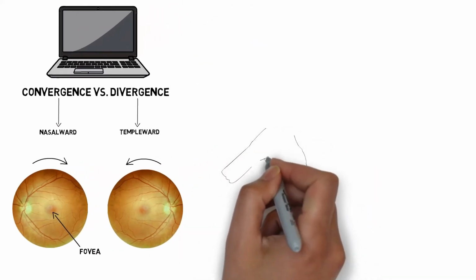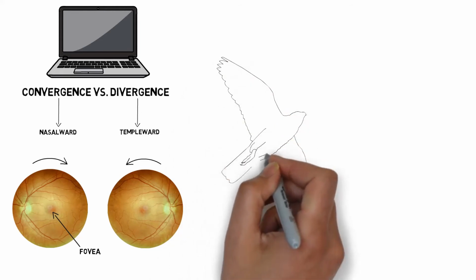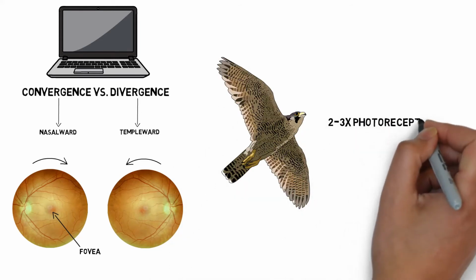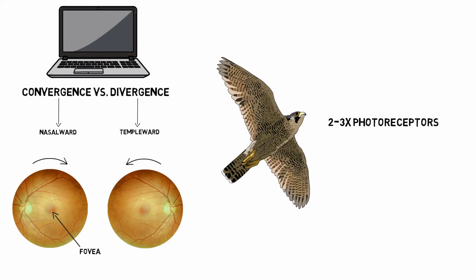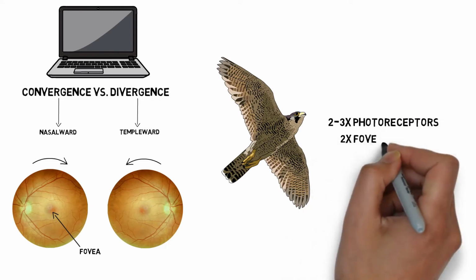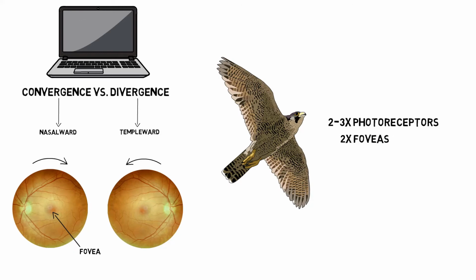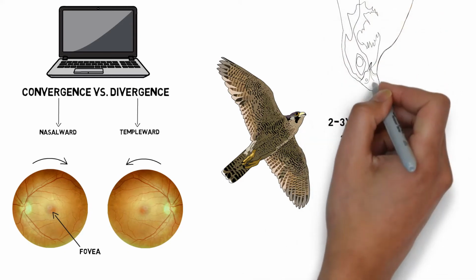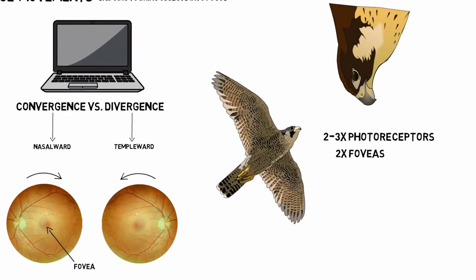This is why falcons and other birds of prey have such incredible vision. Not only do they have about 2.5 times as many photoreceptors on their retinas as us, but they also have 2 fovea per eye. This makes it so they have many different locations for convergence and divergence, and can therefore spot prey more easily. Since they dive at around 200 miles an hour, I guess this makes sense.